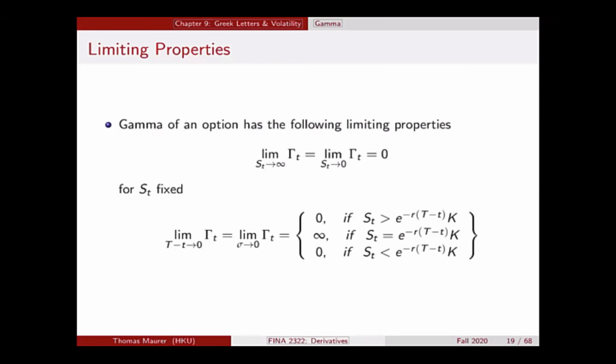We can also look at limiting properties. So what happens if you are very deep in the money? This is from the perspective of a call option. If you are very deep in the money or very deep out of the money, then gamma is just 0. And why was that?